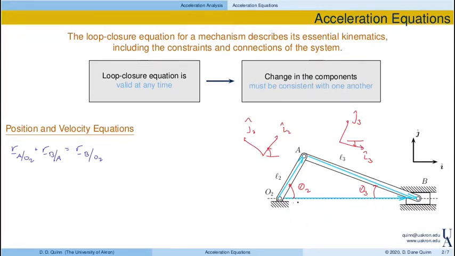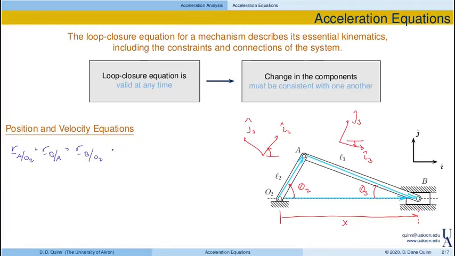Finally, the vector from O2 to B changes magnitude. Of course, it's in a fixed direction, I. But we need to know what that magnitude is, right? Or at least we need to define a variable that describes it, and we'll call that x. So, again, we've seen lots of slider cranks, but here it is again. X describes the length of the vector from O2 to B. Theta 2 describes the orientation of link 2, and theta 3 describes the clockwise orientation of link 3.